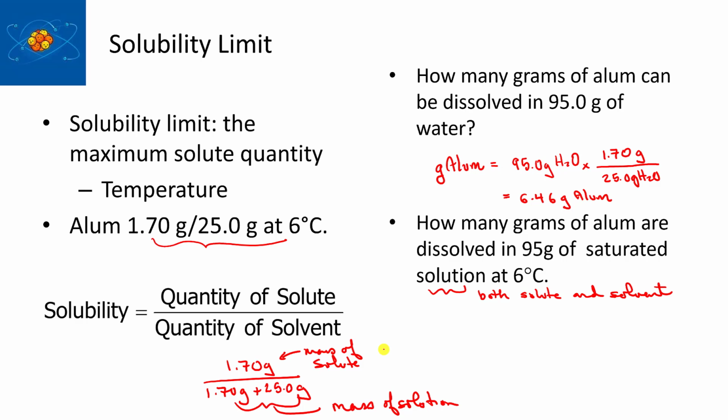Okay, so now what I can use is my conversion between grams of solution to grams of solute. So I'm starting with 95 grams of saturated alum solution, and then I'm multiplying that by 1.70 grams of alum for every 1.70 plus 25.0, that gives me 26.7 grams of solution.